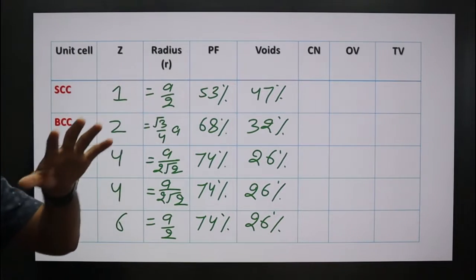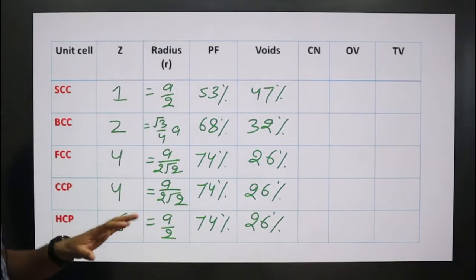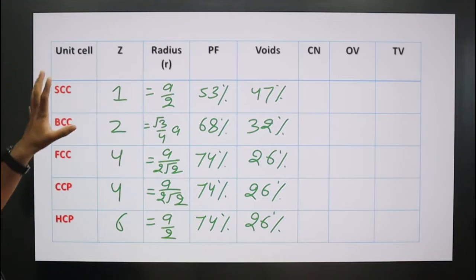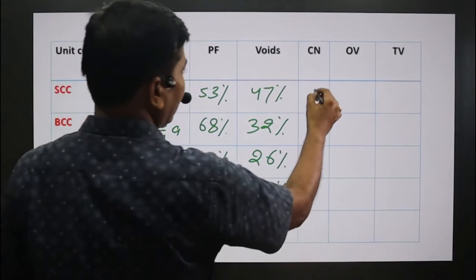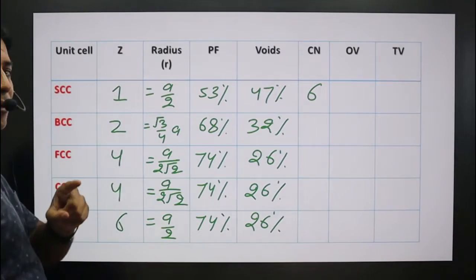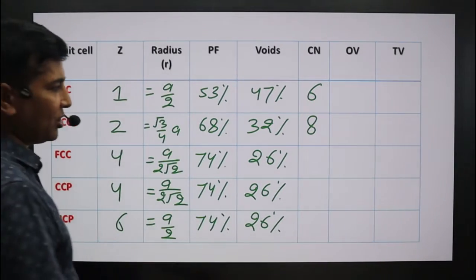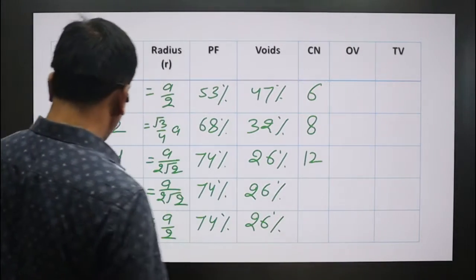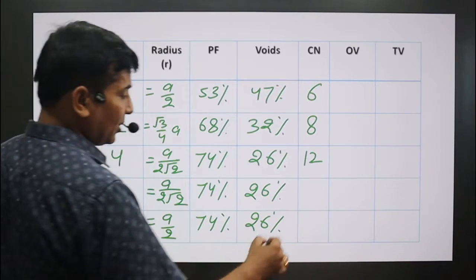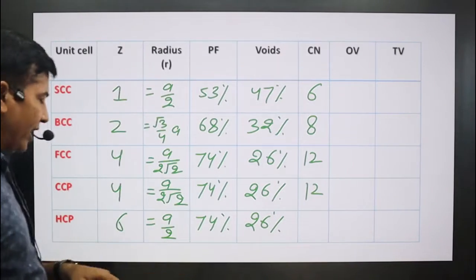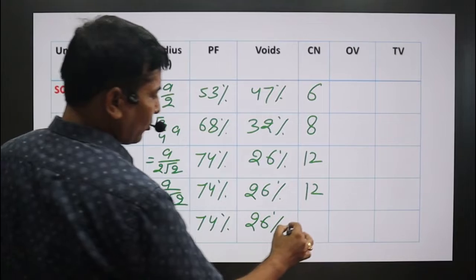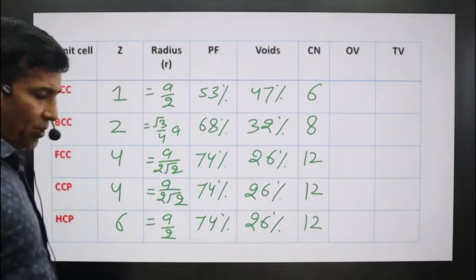Okay, now we have coordination numbers. Always keep in mind coordination number for SCC unit cell is 6. Coordination number for BCC unit cell is 8. Coordination number for FCC unit cell is 12. Coordination number for CCP is also 12, as well as for SCP unit cell, coordination number is also 12.